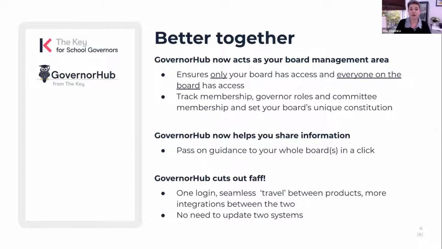When you add a governor to your board or a new governor starts, you can just pop them onto GovernorHub. They've got access to everything. They're off and running, really simple. It also means that as well as getting all your information in Key for School Governors, you can track your membership, your roles, your committee membership. And we know what roles you have, so we can ensure that we've got that information for you when you need it.